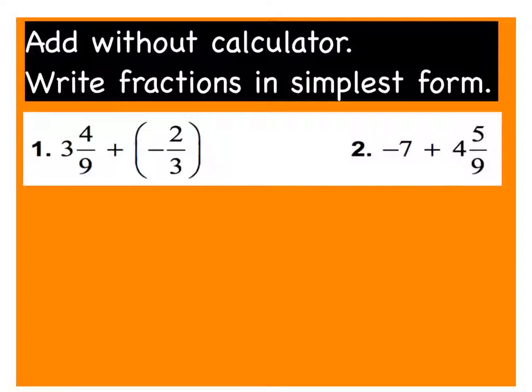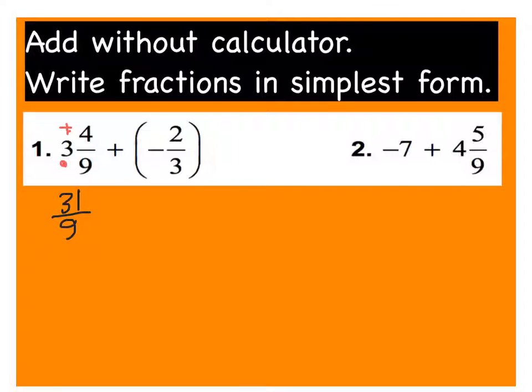All right, so for the first problem, my first step is to take any mixed numbers and convert them to improper fractions. So I'm going to start by taking 3 times 9. That's going to give me the number of pieces in my whole part. So 3 times 9 is 27. And then I'm going to add in those 4 from the fraction part. So 27 plus 4 is going to give me 31. And then I'm going to keep my denominator, keep it as a 9.